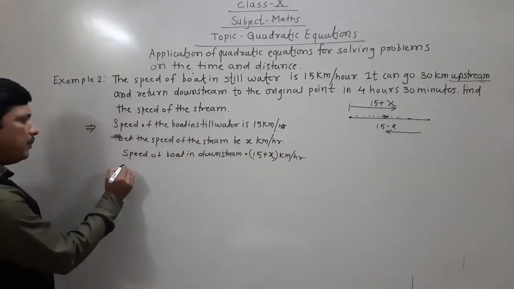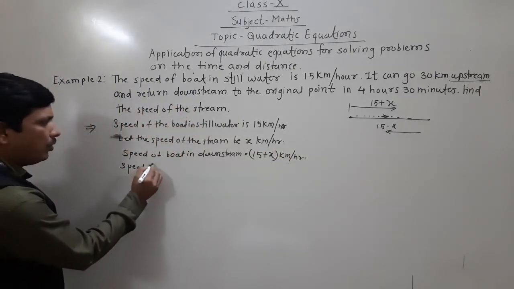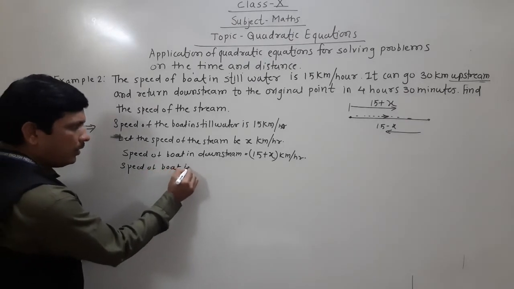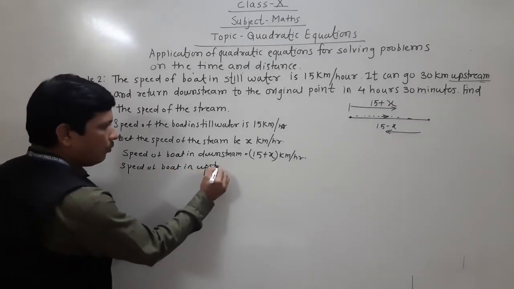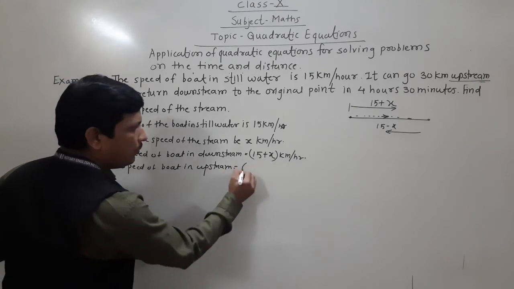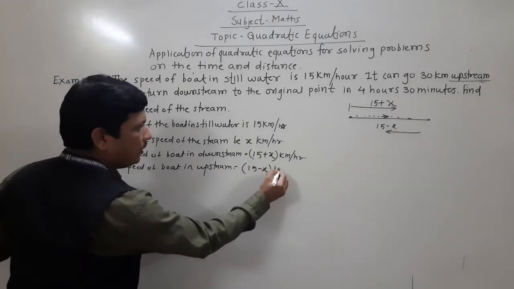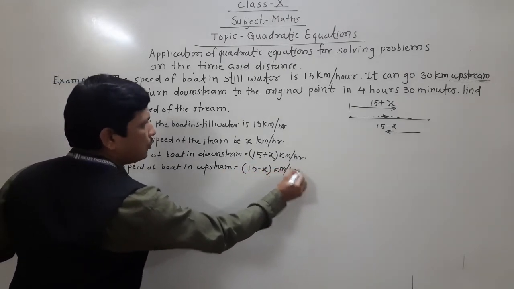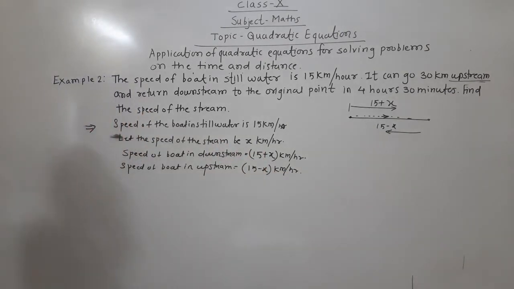Second thing, speed of the boat in upstream. What will be the speed? 15 minus x. It is going to decrease. Understood? Okay, so these two things are important.